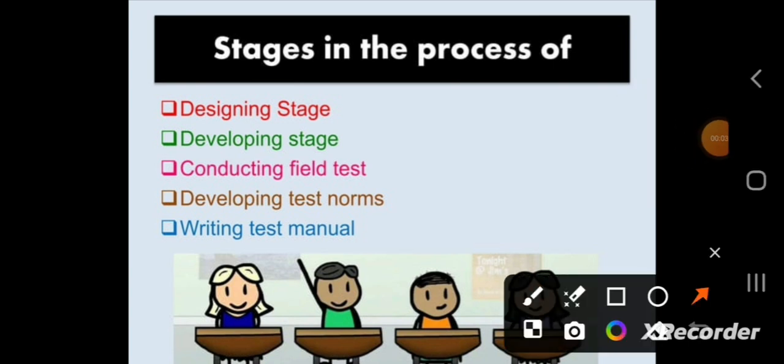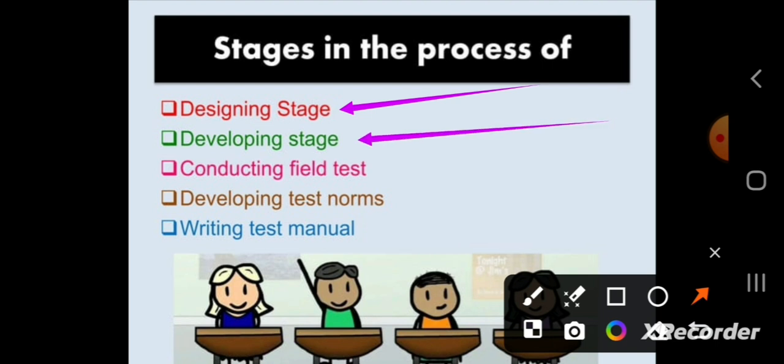Stages in the process of norm-referenced test. Designing stage. Define the purpose of the test, the skills or knowledge areas to be measured, and the target population. Test format selection. Choose the type of items, multiple choice, true or false, and the structure of the test. Blueprint development. Outline the content areas and the number of items that will be created for each area, ensuring the test represents the domain being assessed.